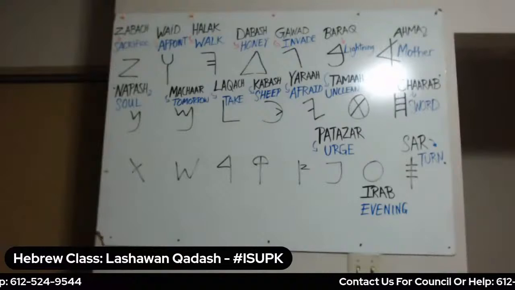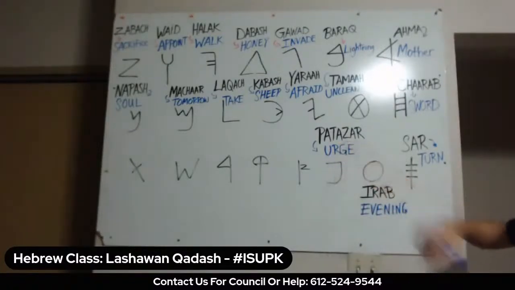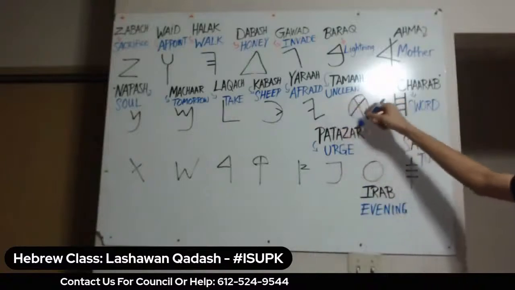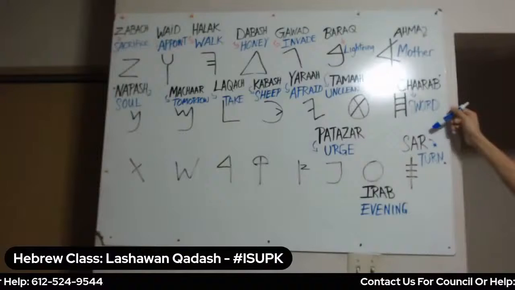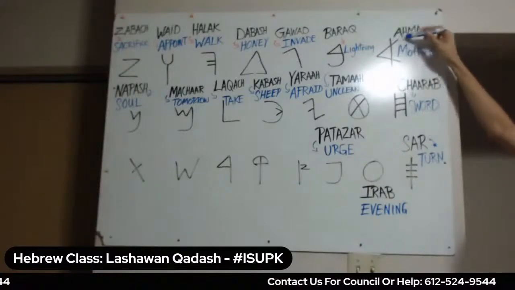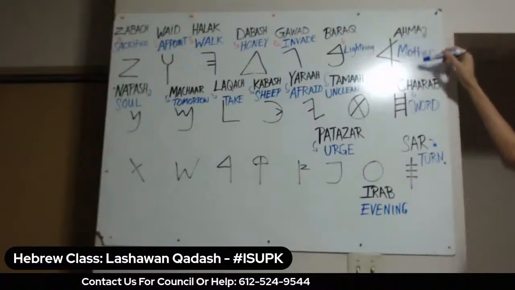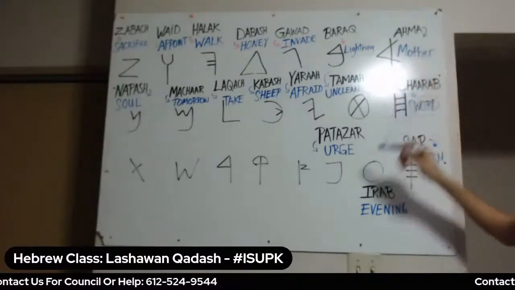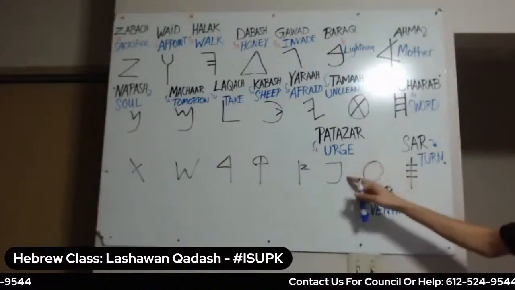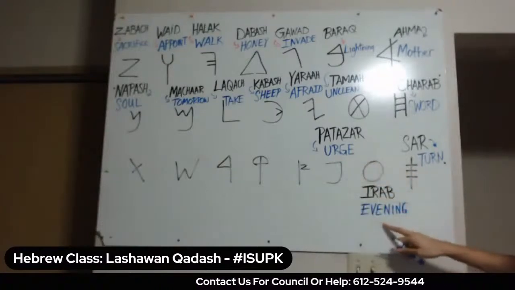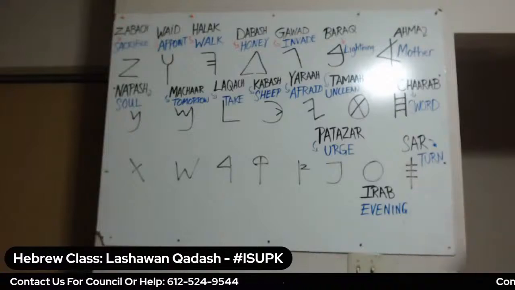Okay. All right. So urge, Hatazar. Once again, each letter we are making examples of. So this is A. H is the root. It's the beginning of it. So I'm just showing you examples of each letter that is in ancient Hebrew, Paleo Hebrew, all right? So Hatazar, Irab, evening, Sar, turn. Okay? All right, let's keep going.